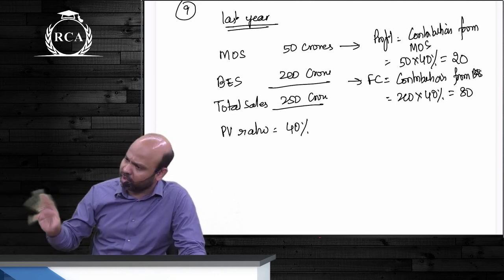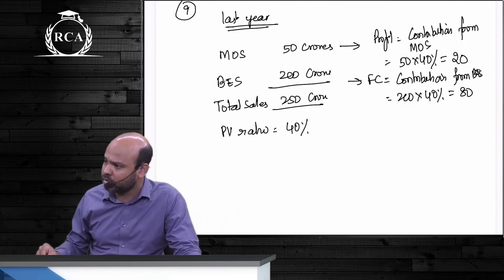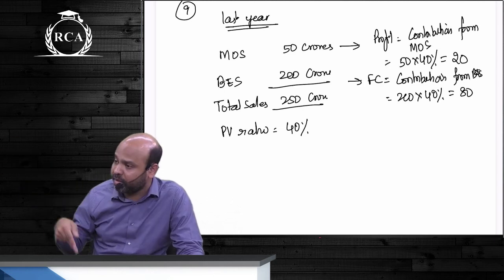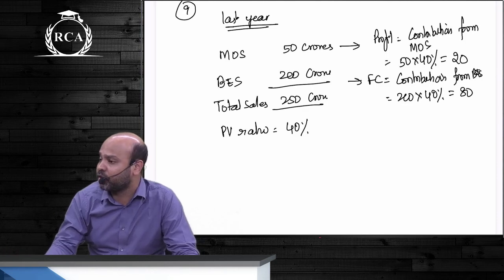Whatever the selling price is, if last year selling price was 100 rupees, current year selling price will become 92. 92 का ही 55% will become variable cost, no? Over. So I'll directly write no, PV ratio is 45%.